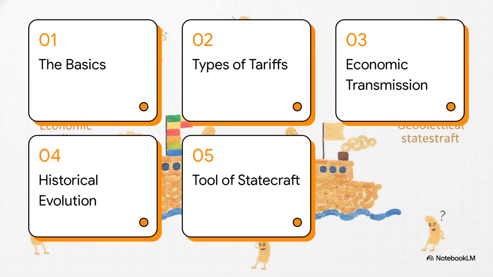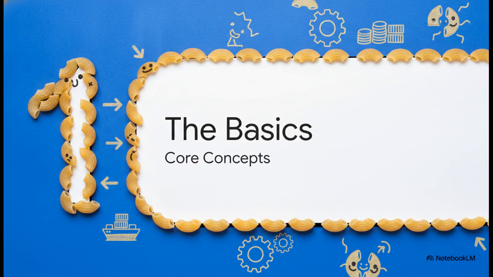Okay, let's dive into this. To really grasp how tariffs operate, here's our roadmap. We're going to start with the basics, move on to types of tariffs, trace the economic transmission, look at the historical evolution, and finally examine tariffs as the tool of statecraft. Let's start right at the beginning with Section 1, the basics.